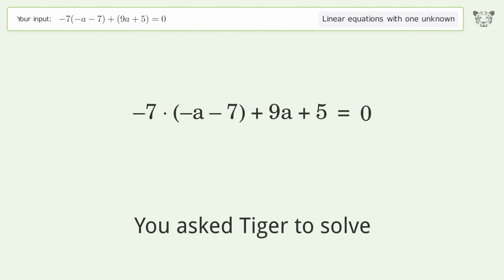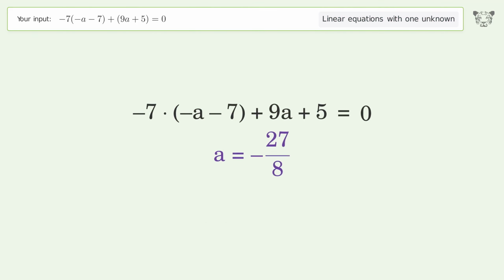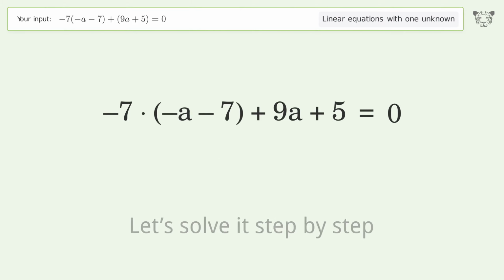You ask Tiger to solve. This deals with linear equations with one unknown. The final result is a equals -27/8. Let's solve it step by step.